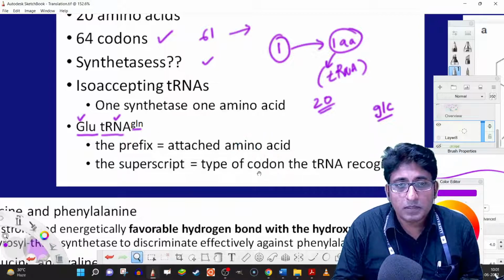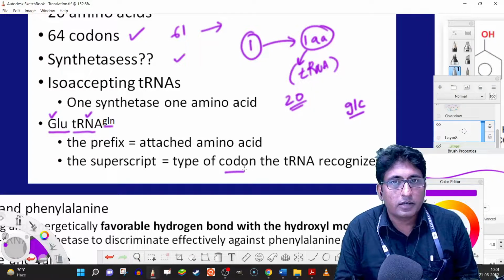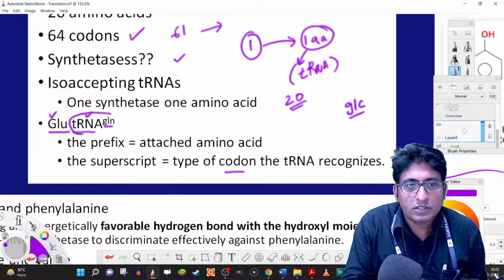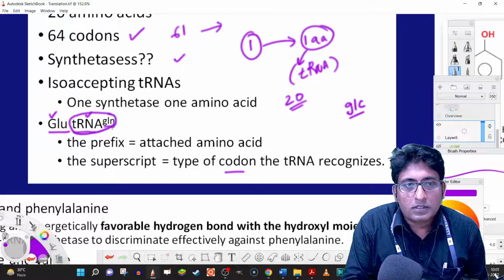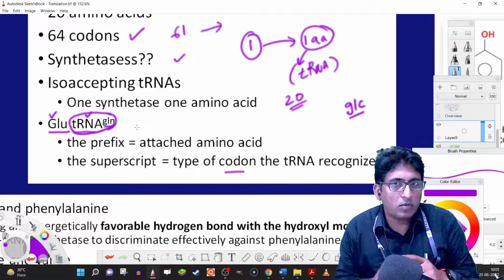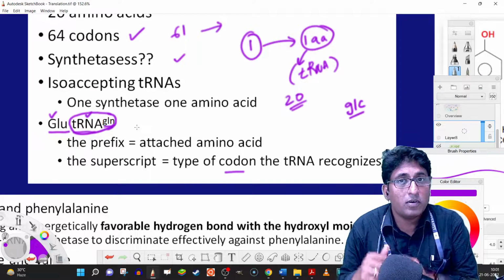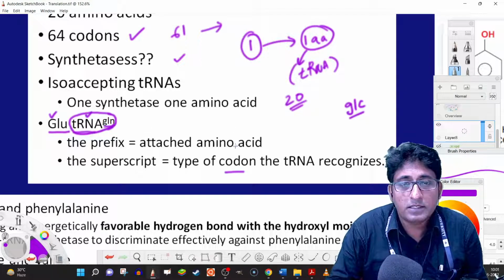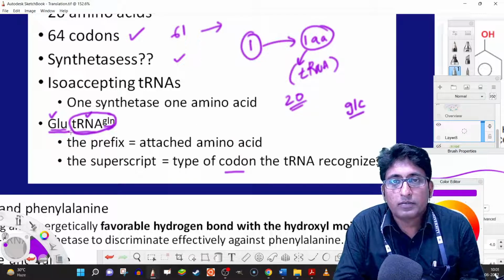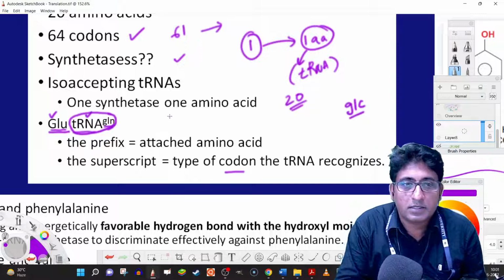The superscript is about what type of codon the tRNA recognizes. So basically, you cannot change this. tRNA GLN means that tRNA has an anticodon that recognizes the codon for glutamine. GLN stands for glutamine. And here we have glutamic acid. This tRNA is charged with glutamic acid.